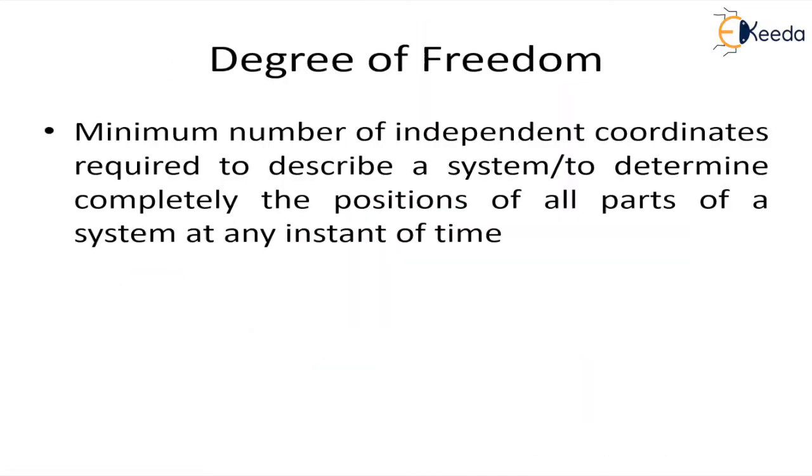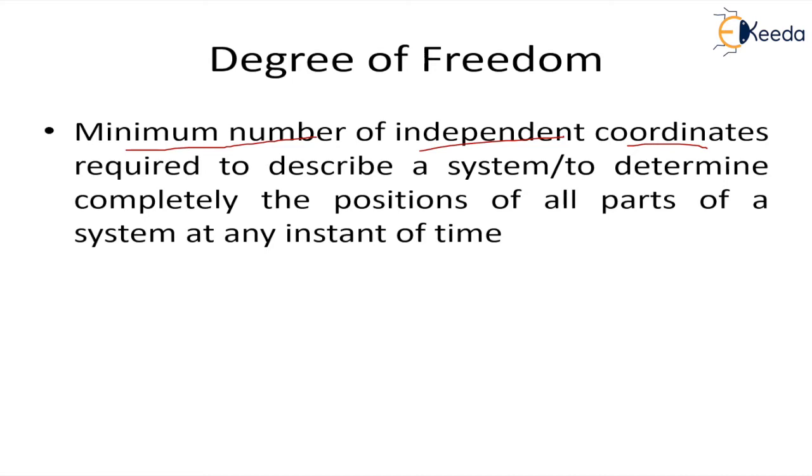Now degree of freedom is actually the minimum number of independent coordinates which we must describe if we want to determine the position of all the parts of the system at any instant, or maybe we want to describe a system. So we need some independent coordinates, the minimum independent coordinates, that is termed as the degree of freedom.